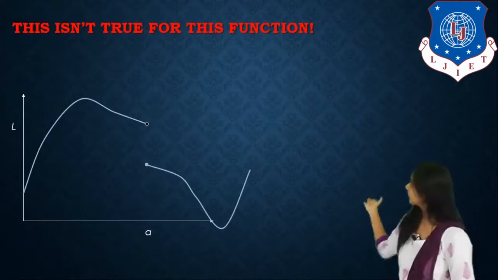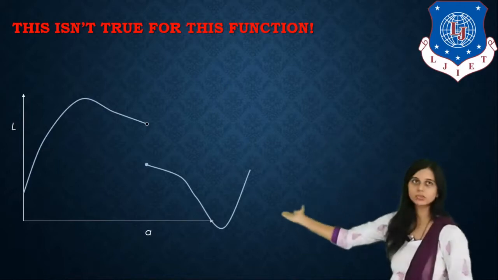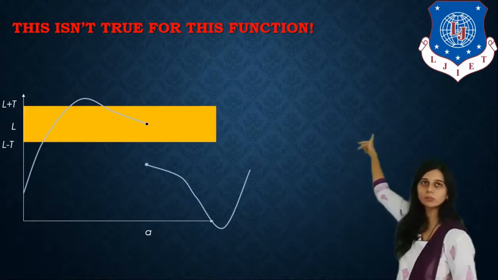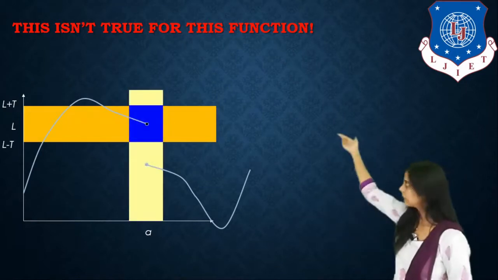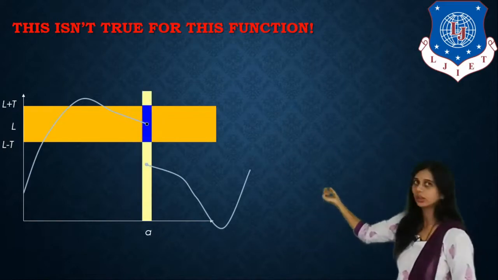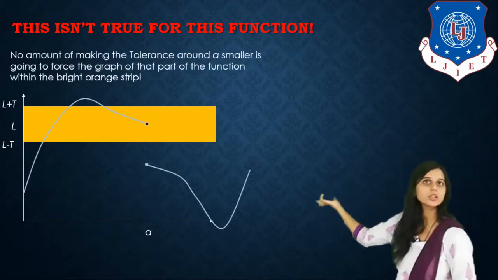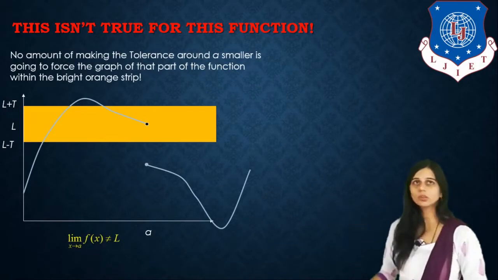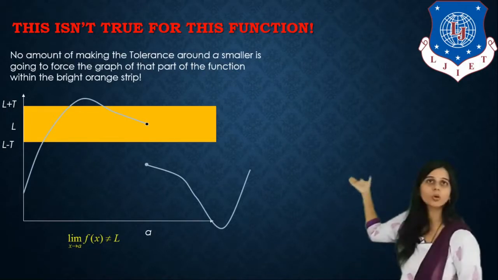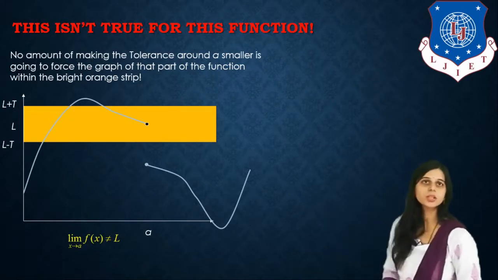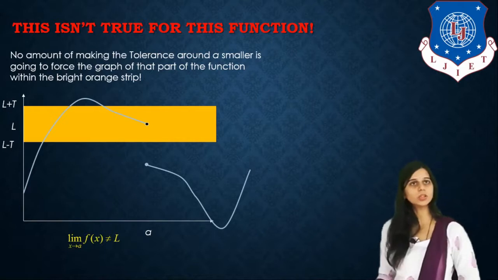When the limit does not exist, this is not true for the function. Like we are getting this function, and it is a second function. So we are getting L minus t to L plus t. We are taking a value a, and if we change the value, see, it is not appropriate. So no amount of making the tolerance value smaller and smaller in the graph gives a limit. So the limit as x tends to a of f of x does not equal L.